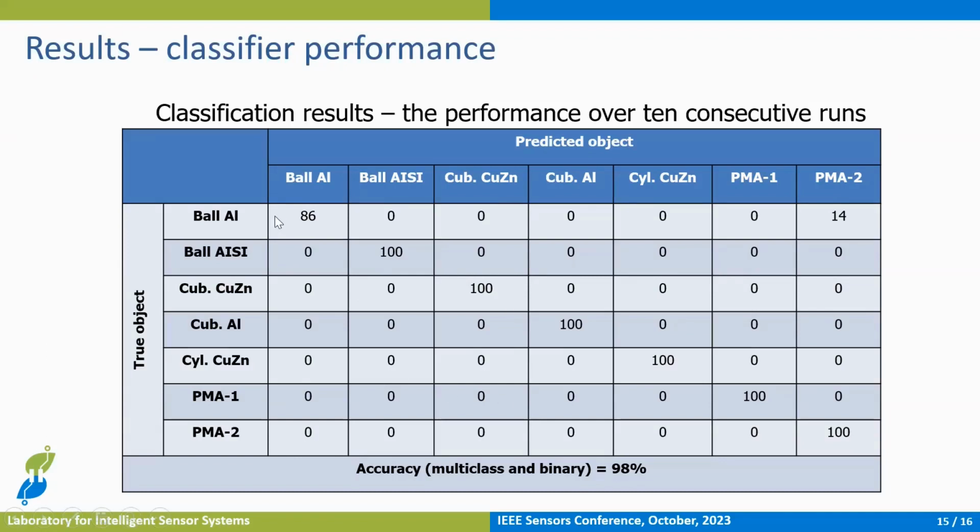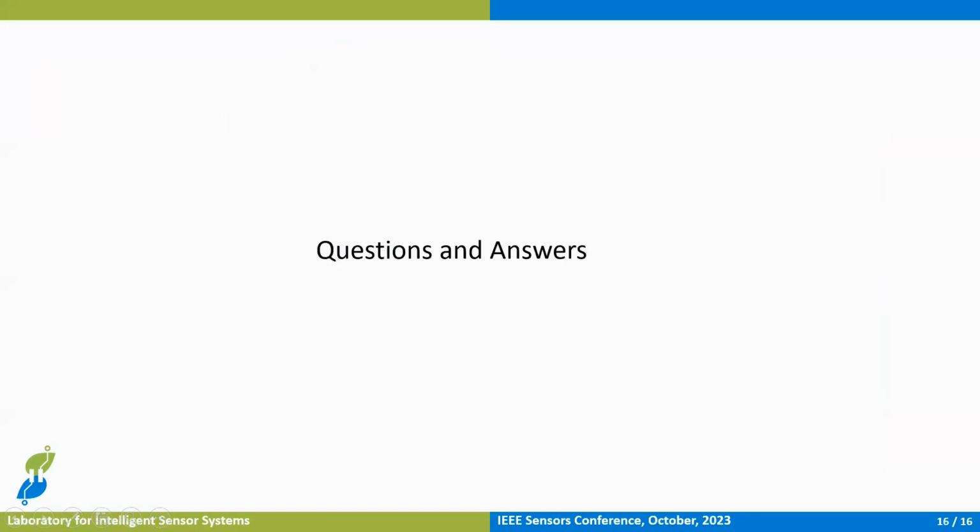The only misclassified object is the aluminum ball, which is misclassified as a PMA2 landmine. This is not surprising because they have the same material and very similar shape, so the most similarities in terms of MPT features. But in the end, the overall accuracy of 98% is quite encouraging.